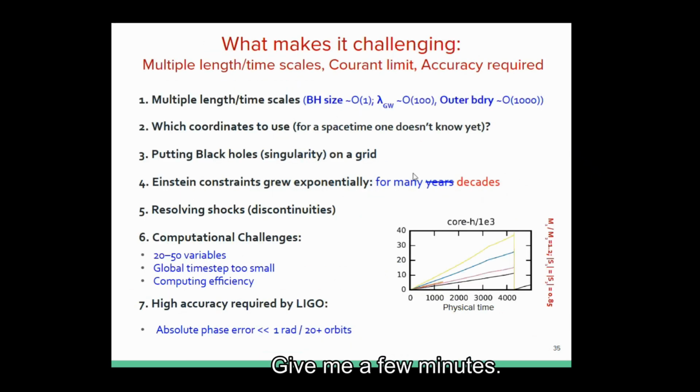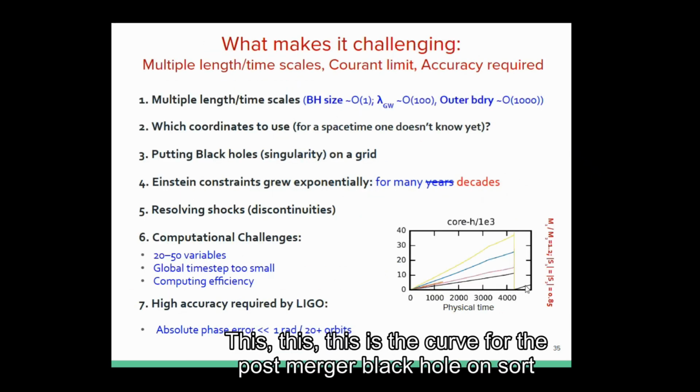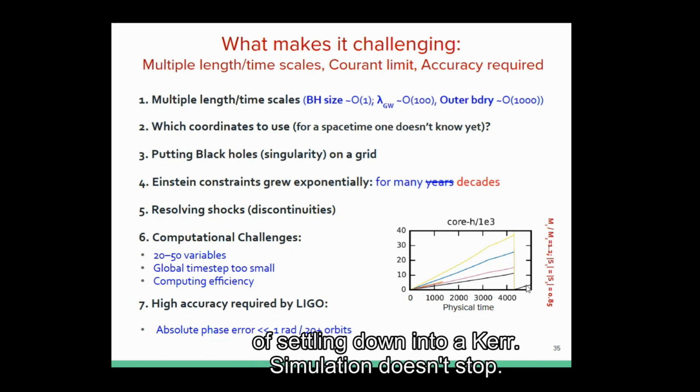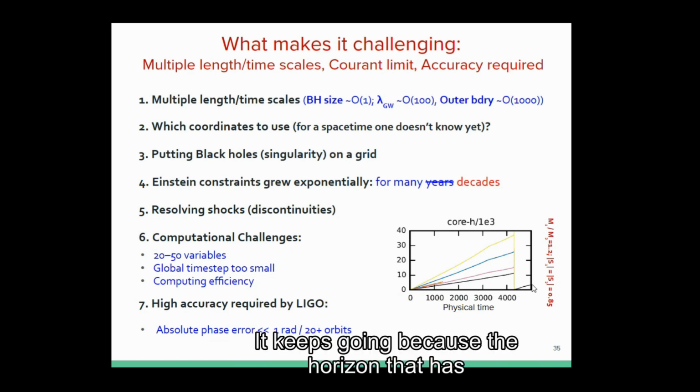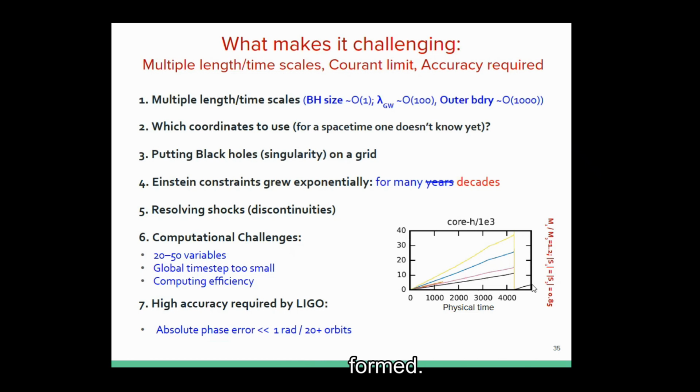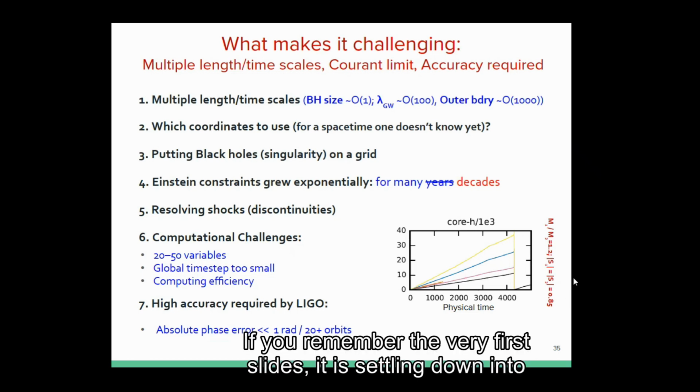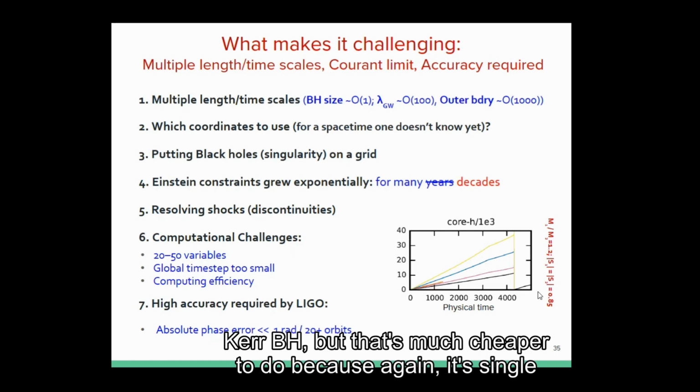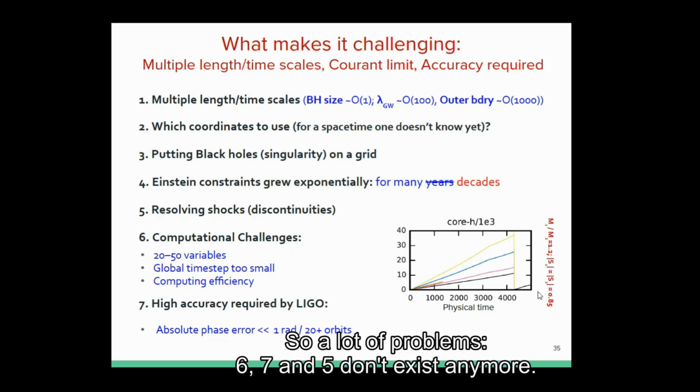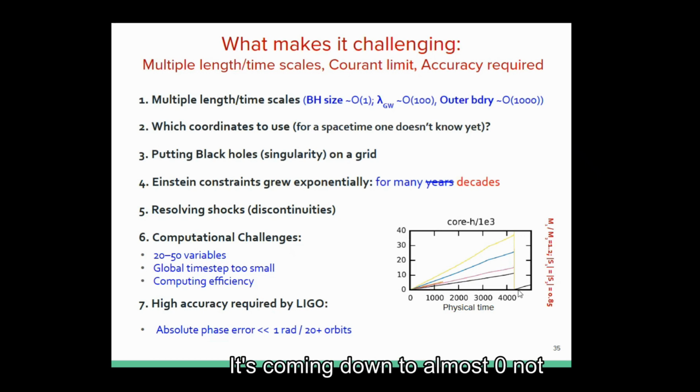What's the curve after the formation? This is the curve for the post-merger black hole settling down. The simulation doesn't stop. It keeps going because the exploding horizon that has formed, if you remember the very first slides, is settling down into a curved black hole. But that's much cheaper to do because again it's a single black hole. So a lot of problems 6, 7, and 5 don't exist. It's coming down to almost zero, not exactly zero. It's just not anything on the scale. If it were a normal axis, you would see it.